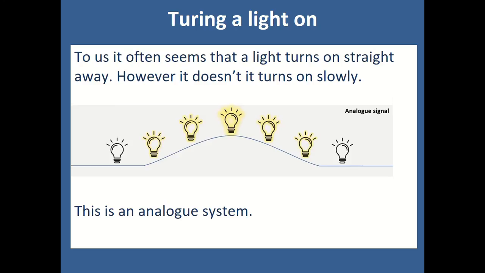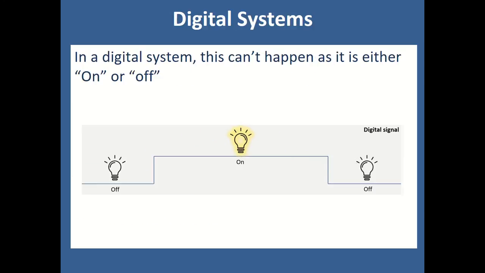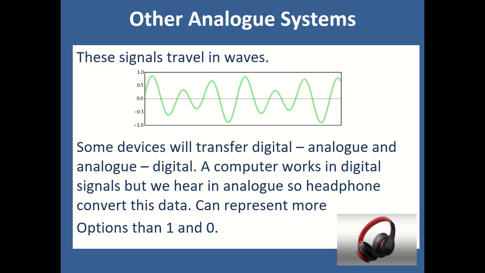This is our analog system. And we can think of analog systems as using waves. Now this can't work in a computer because it has to be either an on or an off. So we can't have those in between states. It's either got to be on or off. And this is our digital system, a 0 or a 1.